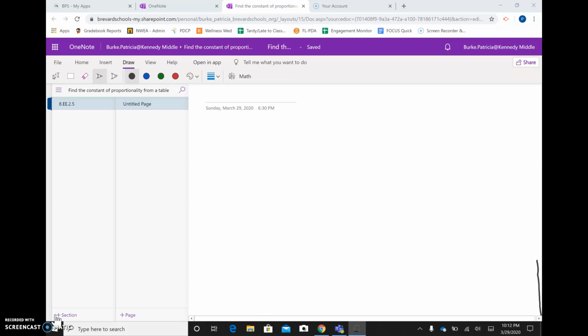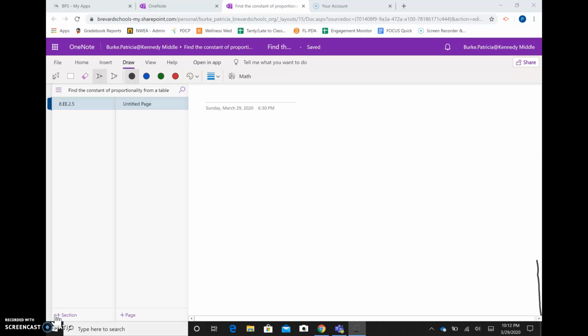Unit 9 is Proportional Relationships and Similar Figures. It covers our first standard in this unit, Florida Standard 8.EE.2.5. And today we're going to talk about finding the constant of proportionality from a table. Words you're going to hear this unit are proportional relationship, constant of proportionality, slope, similar triangles, unit rate, origin, rate of change, and coordinates.